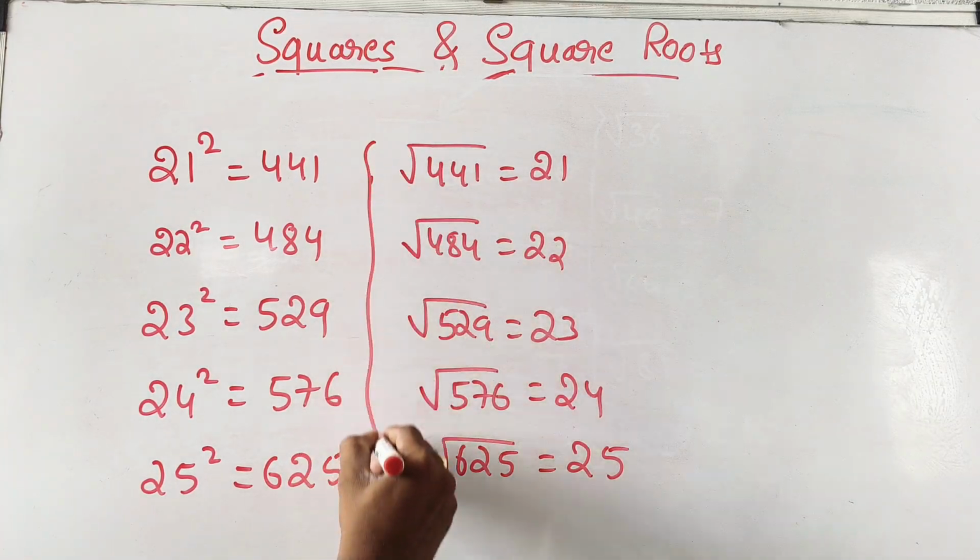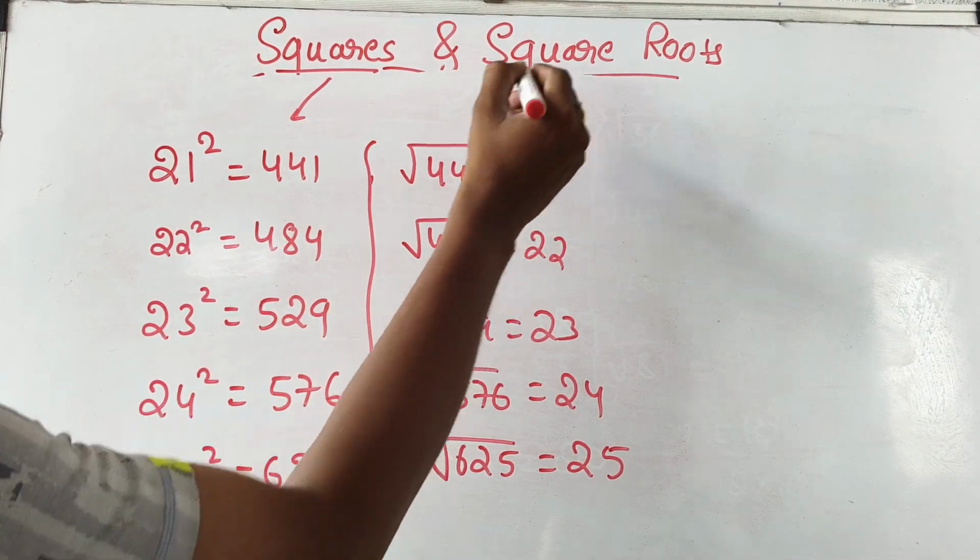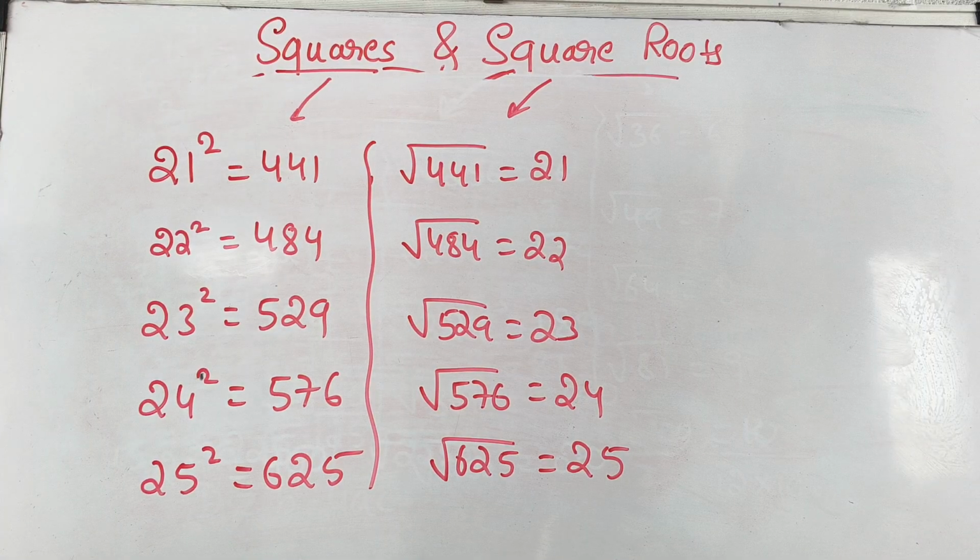The squares and square roots we wrote now. Next, the squares and square roots of the numbers from 26 to 30 we are going to write now.